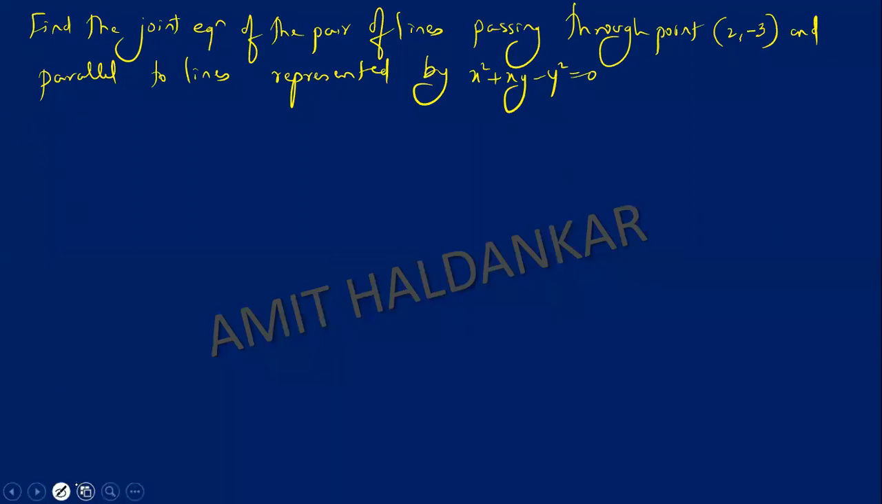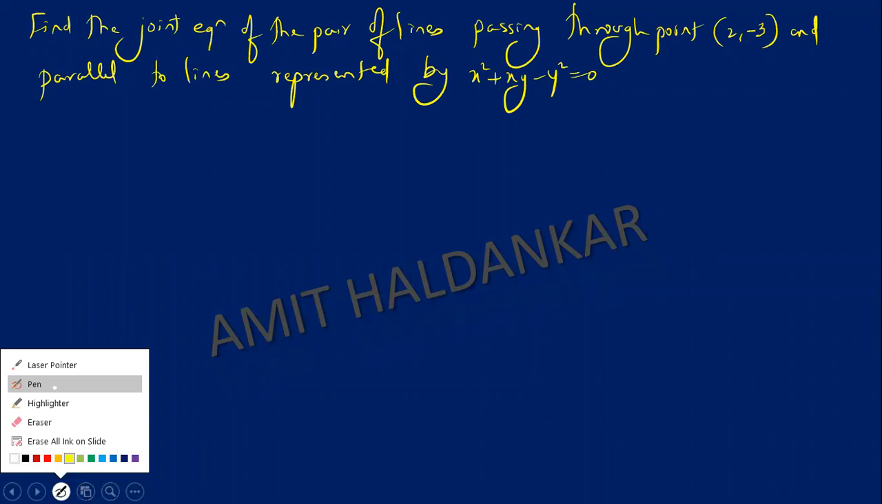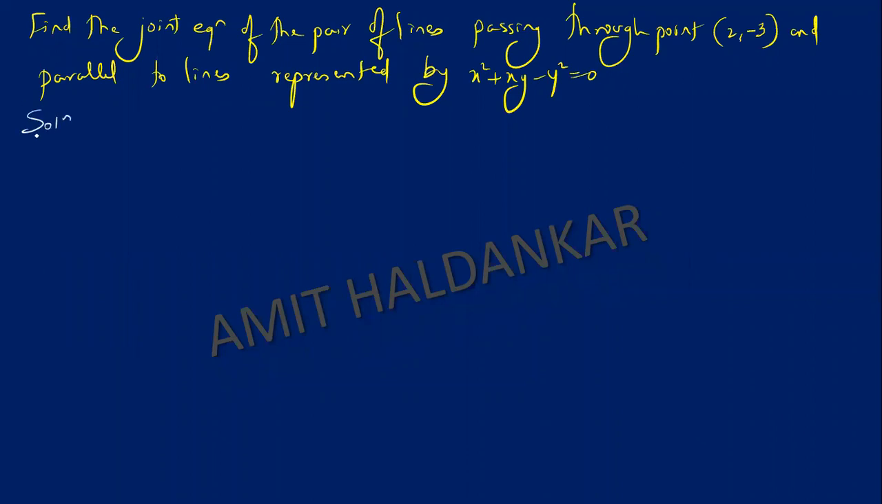Okay, now let's see how to solve this. In the question, find the joint equation of the pair of lines passing through the point (2, -3) and parallel to the lines represented by the given equation. If you look at the equation x square plus xy minus y square is equal to 0, it can be seen that this equation is not factorizable. So we are not able to find the factors.